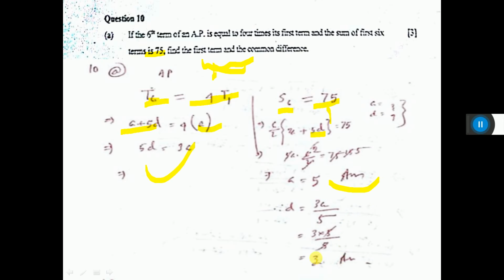Then this a, so here d is equal to 3a by 5. So you put the value of a and get d. So you have to find first term and common difference. So this is the answer. This is one answer, this is another answer.